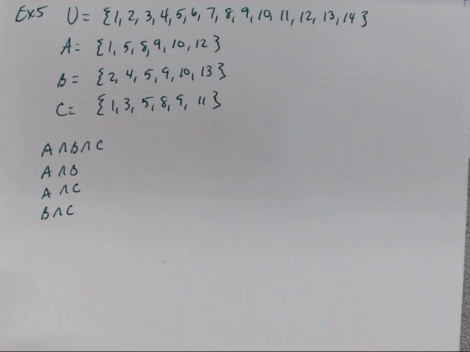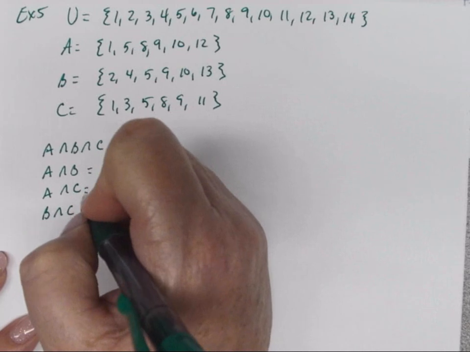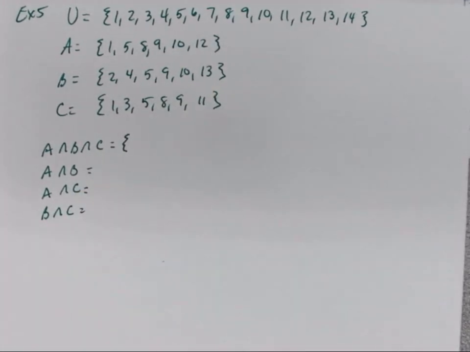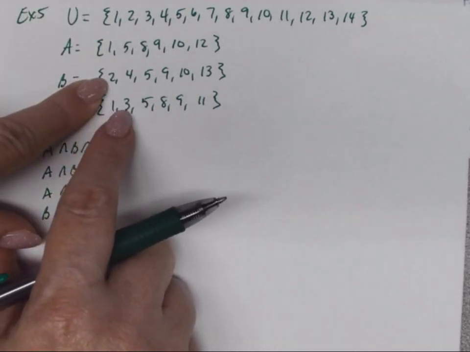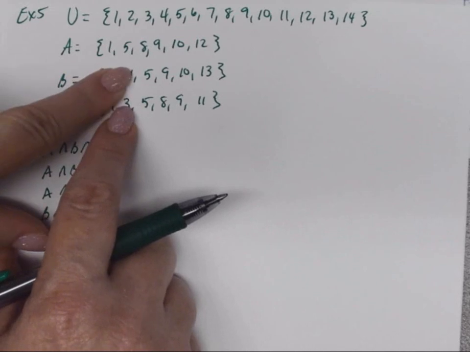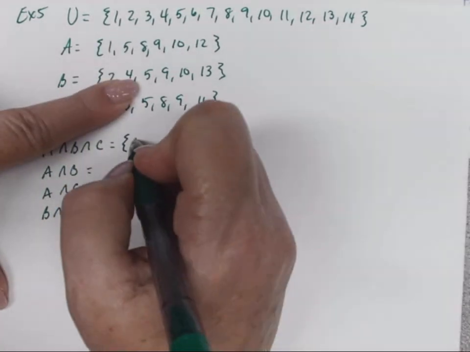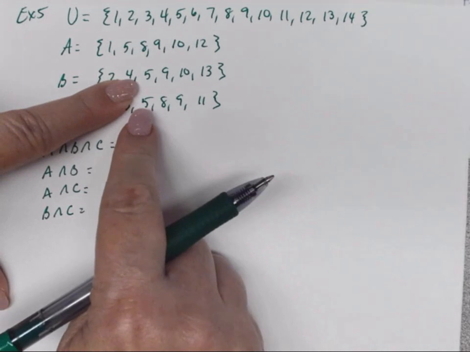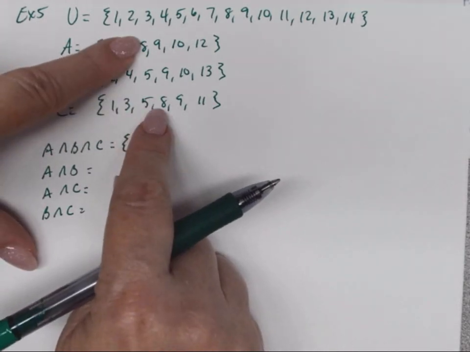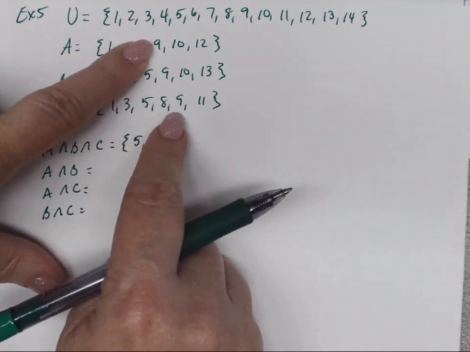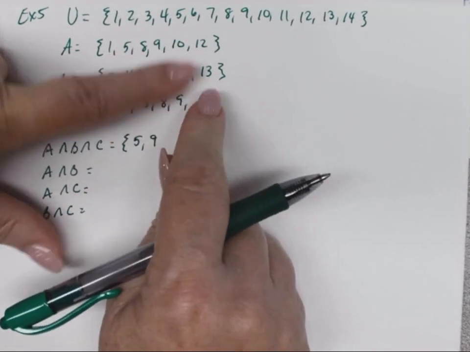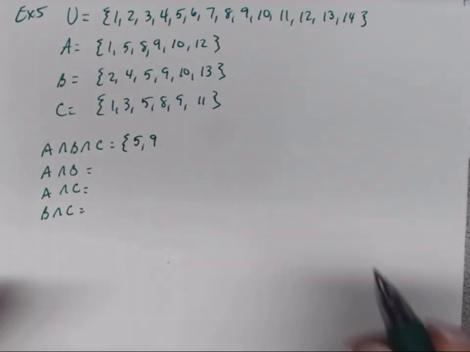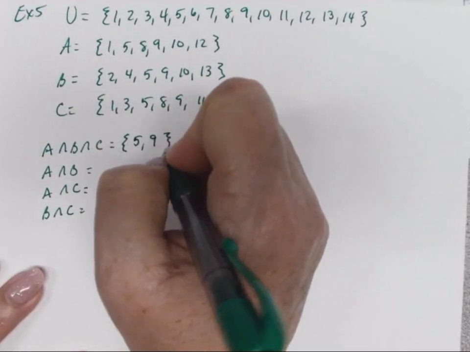Alrighty, so let's draw out what these actually are. So what do they all have in common? Well, A and C have 1, but B doesn't, so it's not 1. We've got 2, 3, 4. Oh, they all have 5. No 6 or 7. 2 of them have 8, but not all of them. Oh, they all have 9. They don't all have 10, 11, 12, or 13. So 5 and 9 is what they all have in common.